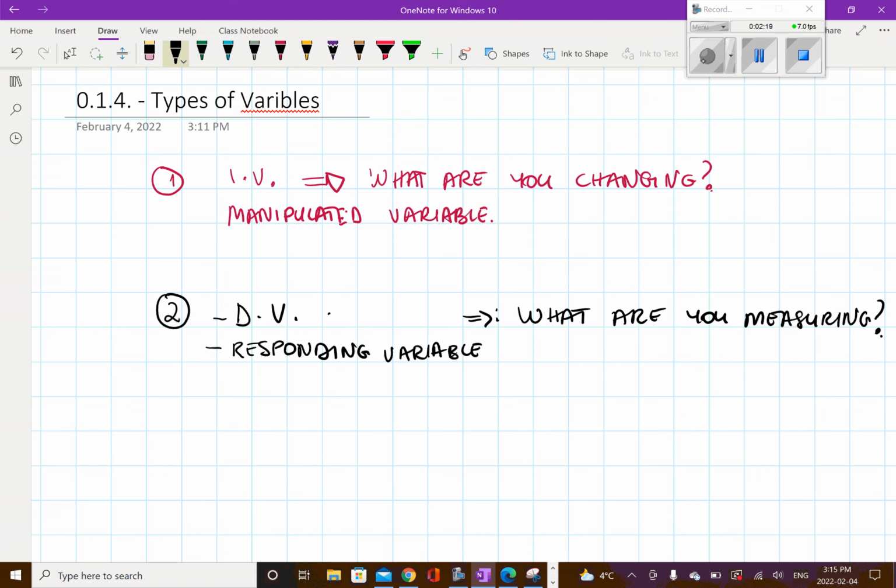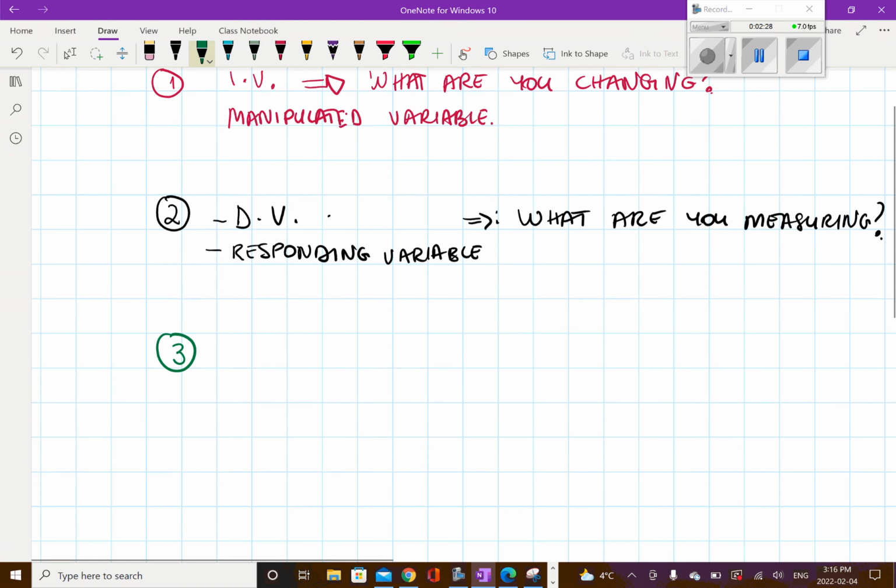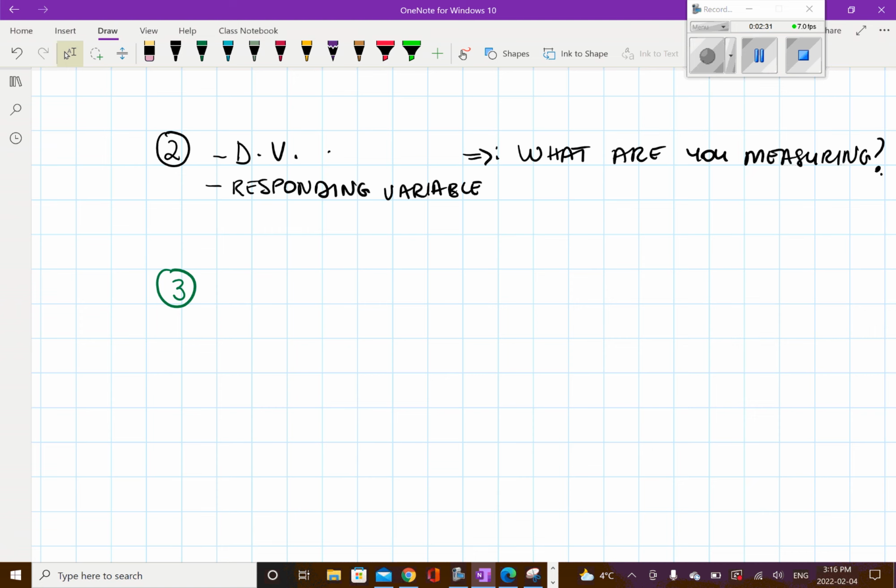And the third type of variables that we see and use in science is known as the controlled variables. Those are variables, or physical quantities, that are kept constant through the experiment. Sometimes they are called constants. Everything else besides the independent variable and dependent variable will be under the constants or controlled variables. And you can have more than one controlled variable.